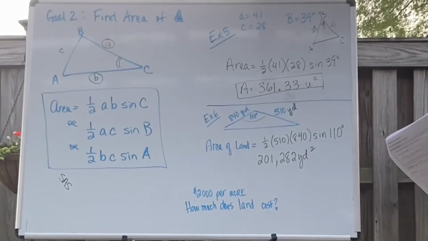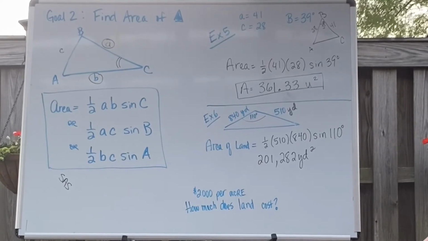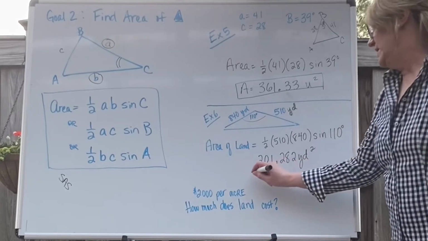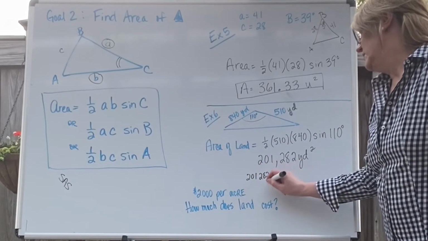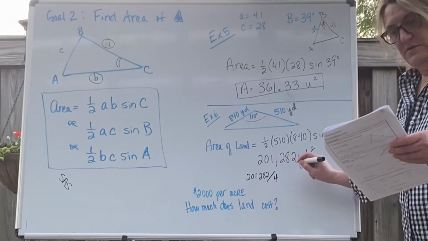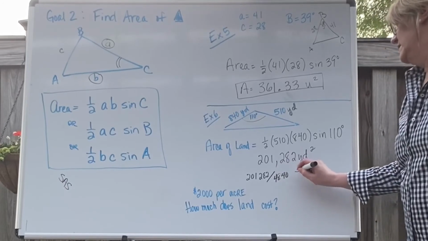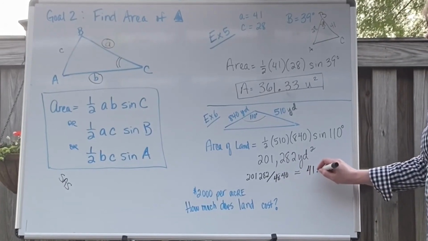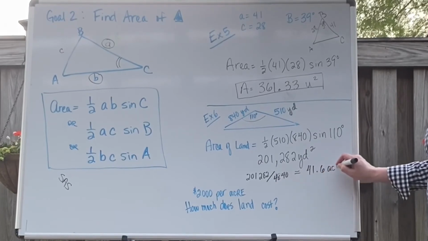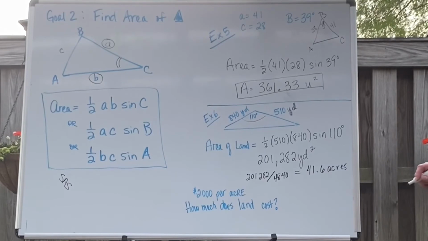However, I'm not sure that you knew this, but an acre is 4,840 square yards. So when you divide this 201,282 by 4,840, you end up with the following number, 41.6 acres. I pressed this in the calculator ahead of time so my video wouldn't be so long.